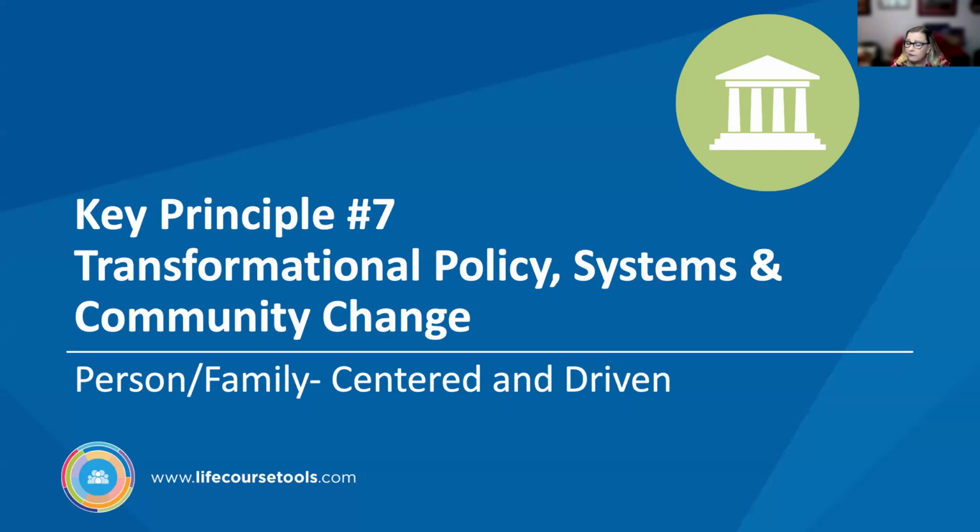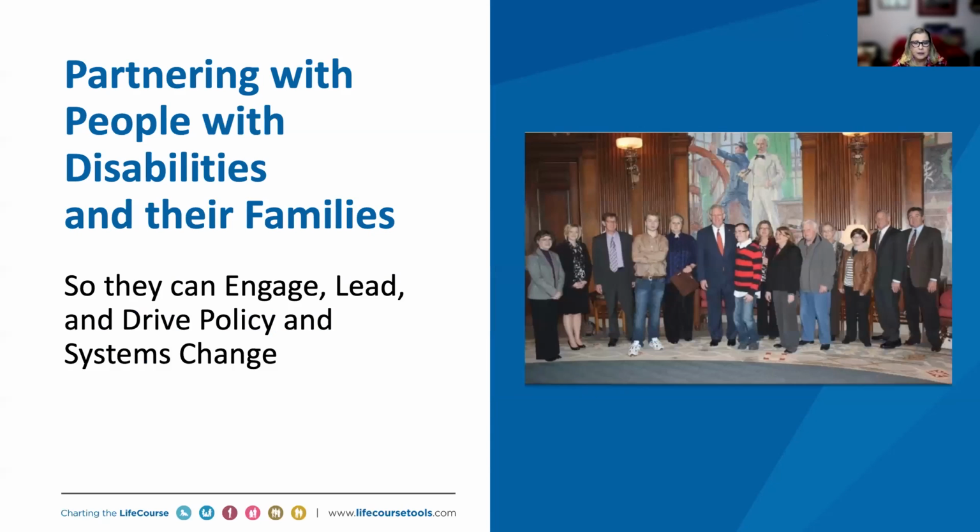And finally, our seventh principle is transformational policy, systems, and community change. And we want that to be person and family-centered and driven. So we want to partner with people with disabilities and their families, or really any people, whether it's people who are aging, whether it's young children and their families, so that they can engage, lead, and drive policy and systems change. I guarantee you the legislators and the different politicians, they want to hear from the people that their policies and their decisions affect, not necessarily from the people in the systems that support those people.